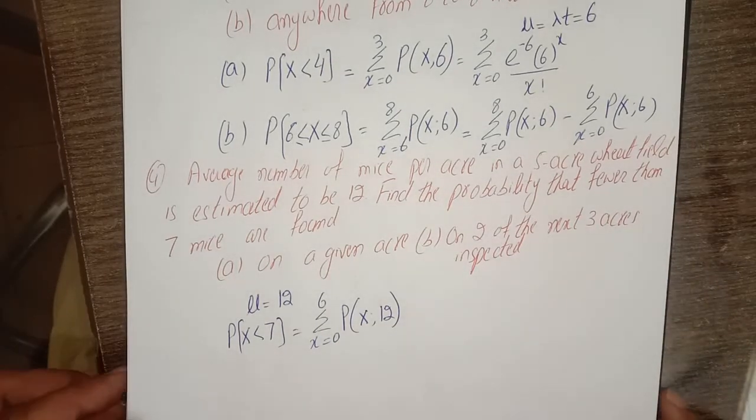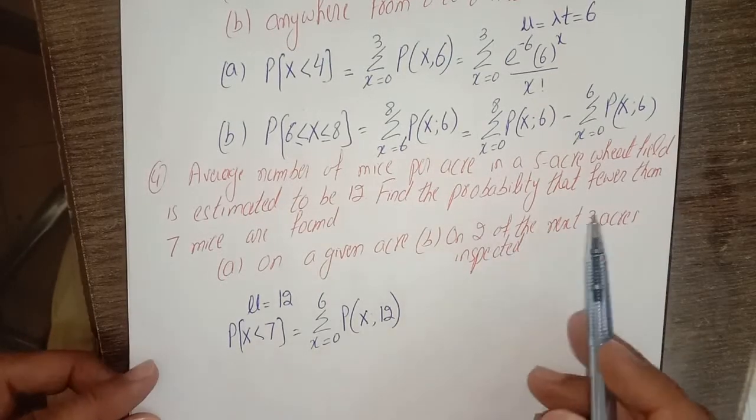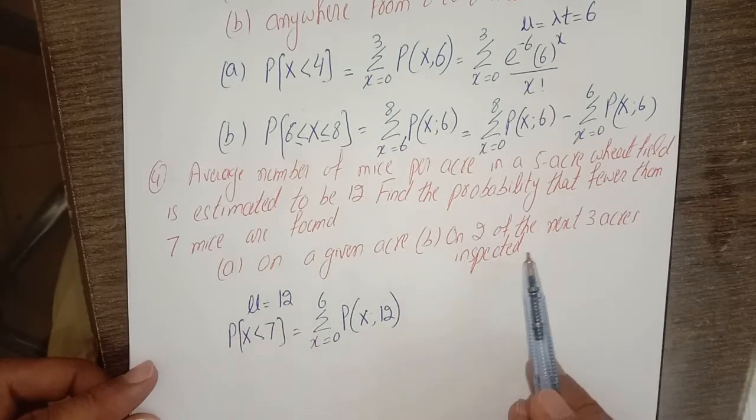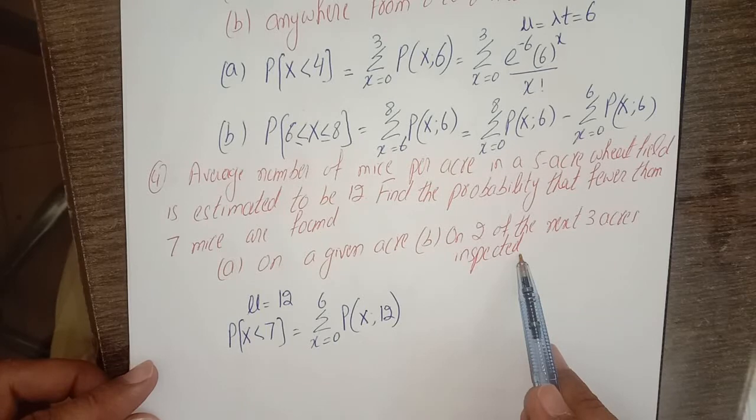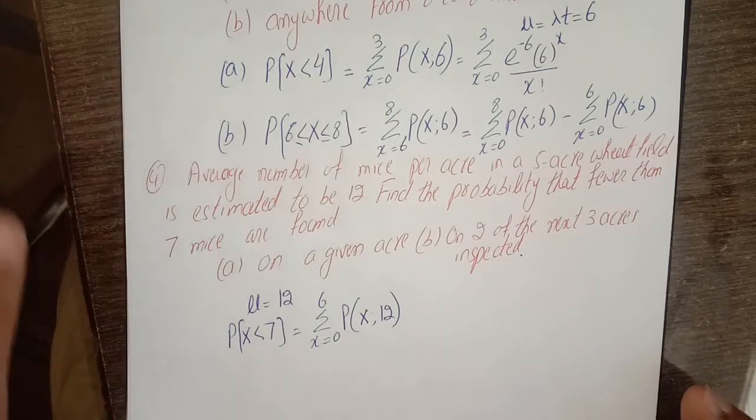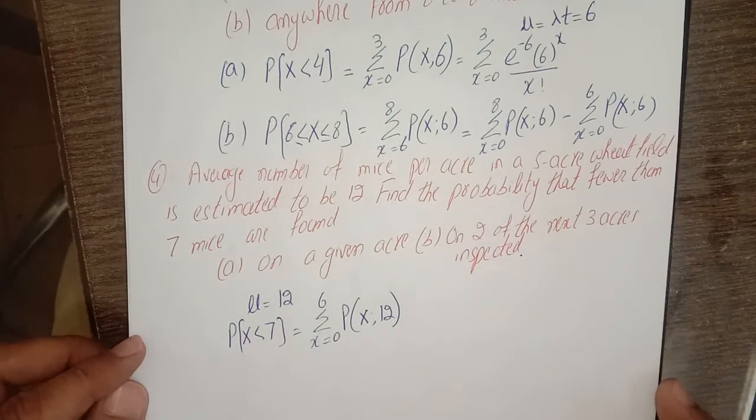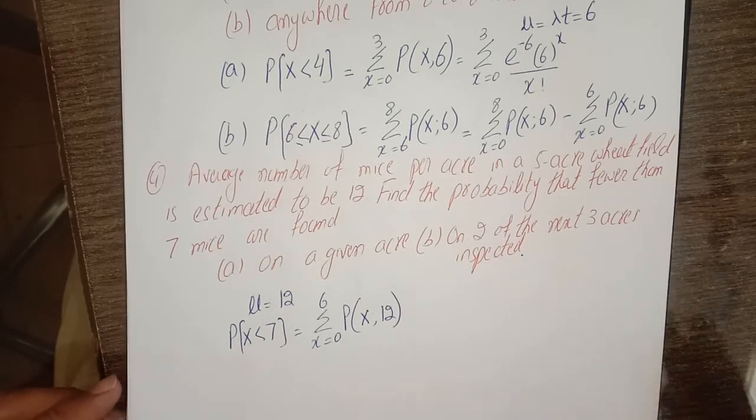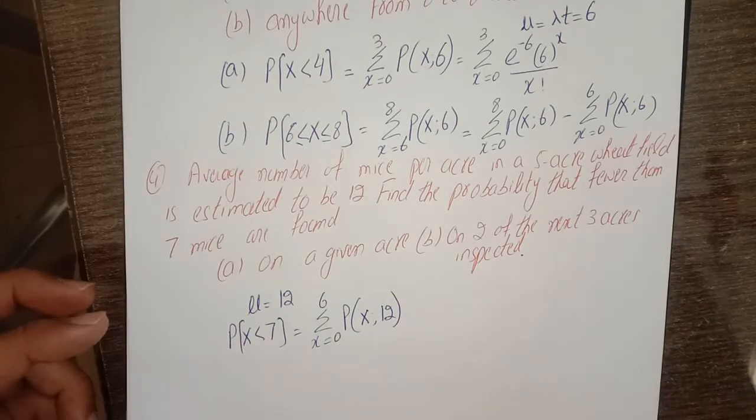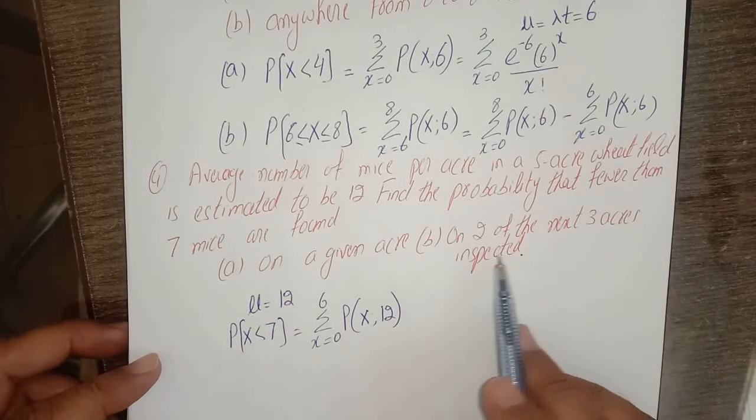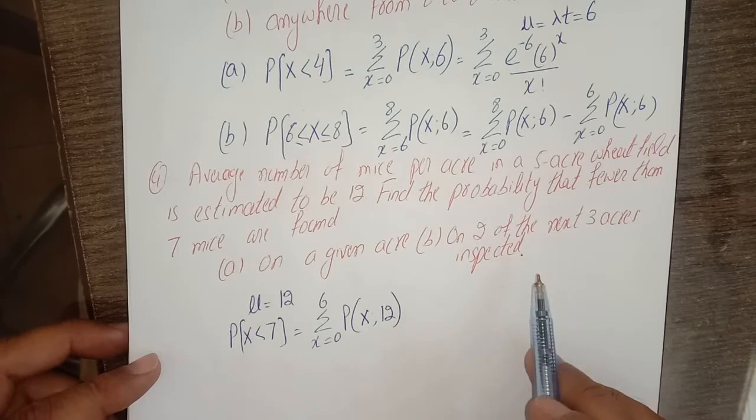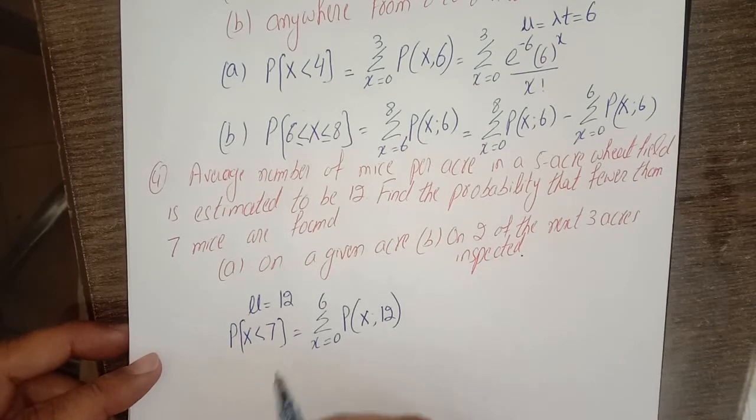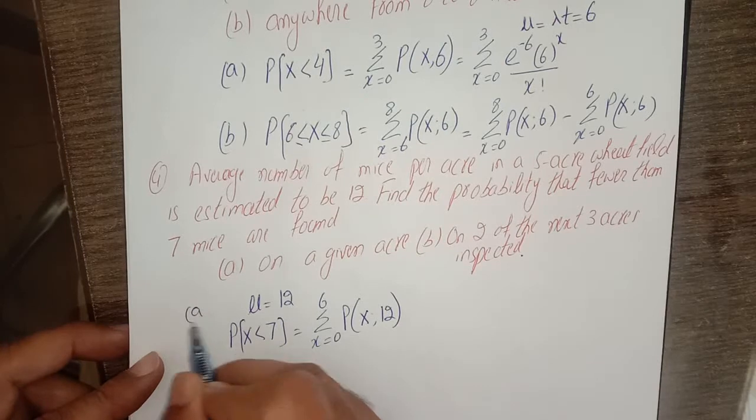In the second part, you want to find the probability that fewer than 7 are found on 2 of the next 3 acres inspected, right? So you can use the binomial distribution for this one. In this case, for part B, this is part A.